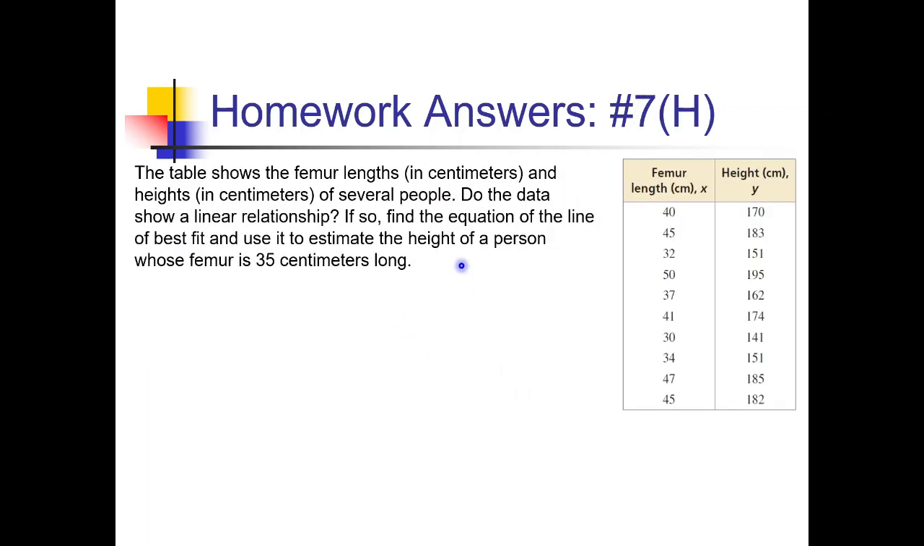For this one, which is an honors problem, the table is showing some femur lengths in centimeters and heights of several people. Do these data suggest a linear relationship? We want to know. And if so, get the equation of the line of best fit and estimate the height of a person whose femur is 35 centimeters long. All right, well, I'm going to plug this all into Desmos to see what it looks like.